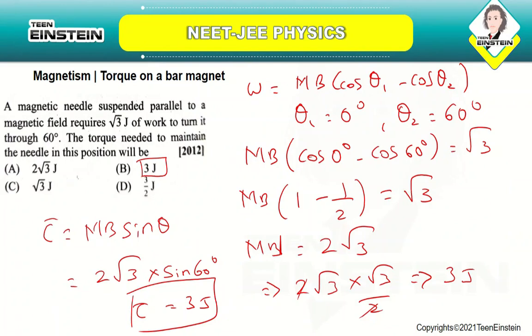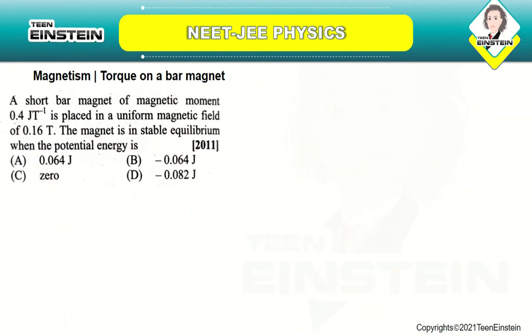Okay. So, we are making use of the work done to turn the magnetic needle, and with the angles 0 and 60 degrees you are substituting and finding out the torque required. Okay. So let us now move on to the next question.